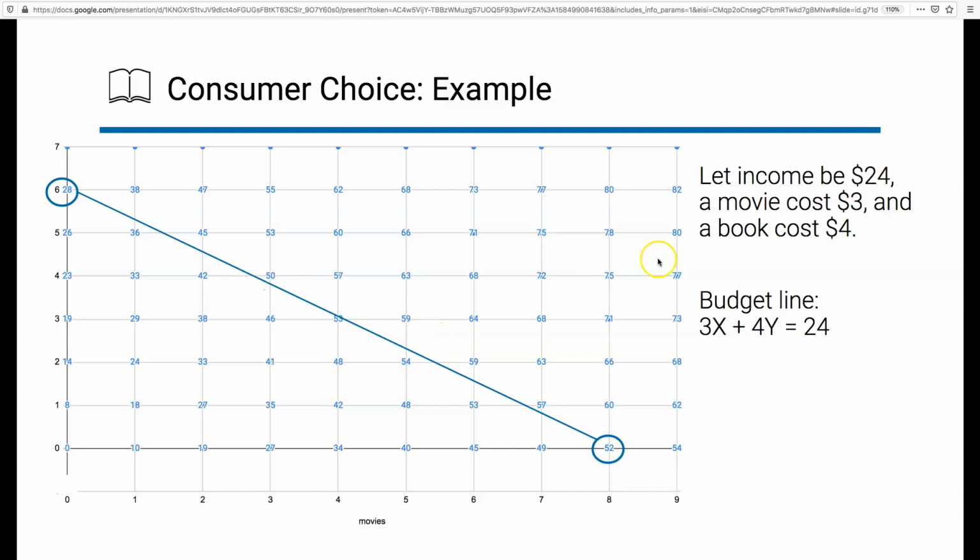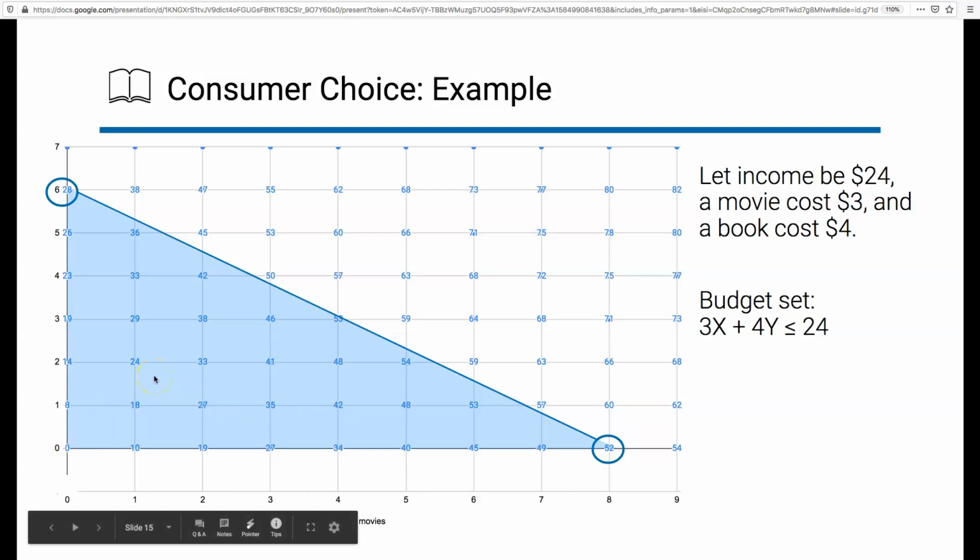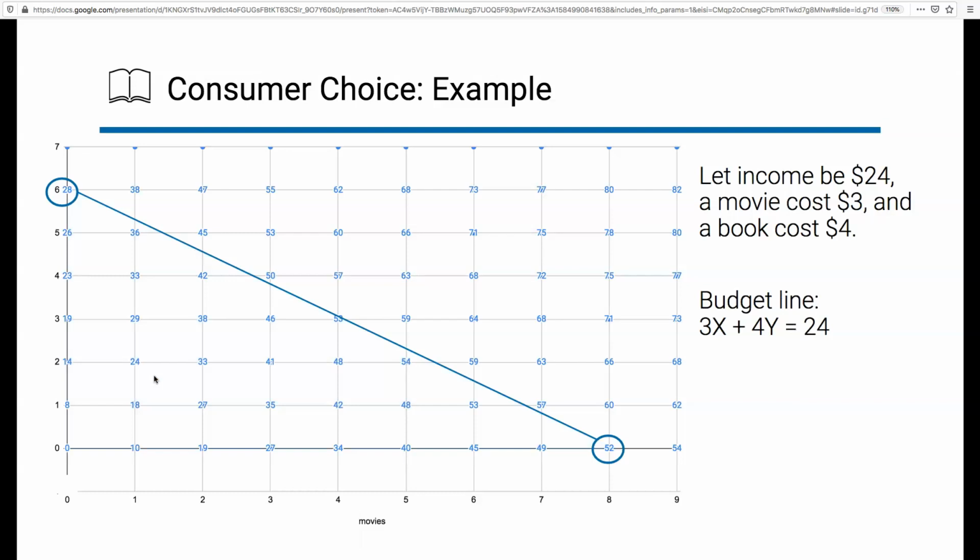So anything above the budget line will be infeasible because it's going to cost more than $24. Any bundle exactly on the budget line will cost exactly $24, and any bundle under the budget line will cost less than 24. In fact, we can mark all the bundles under the budget line as affordable because they cost less than the amount of money that we have. And thus we can shift between the budget line, as in just a straight line on the graph, and the triangle which represents the budget set, all feasible bundles available given the price and the income.